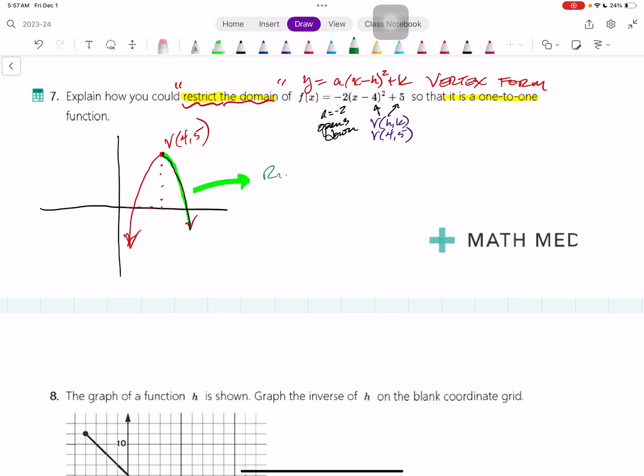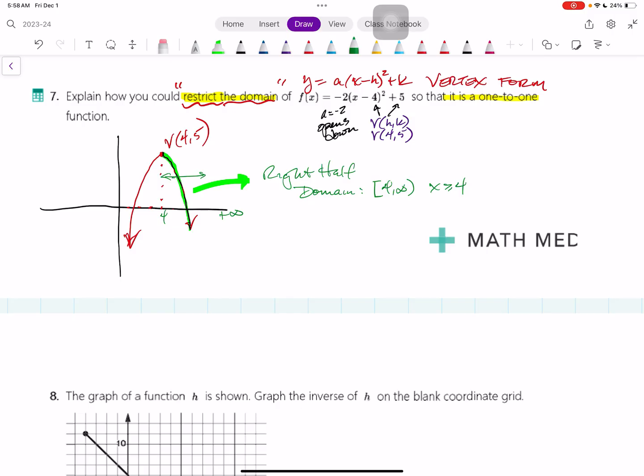If I choose to take the right half, the domain would be from 4 to infinity, or you can say x greater than or equal to 4. And that's all there is to it. If you do that, it'll pass the horizontal line test because the horizontal line will only intersect once.